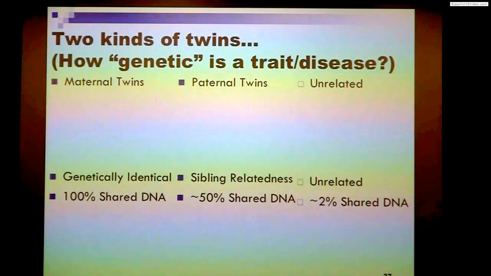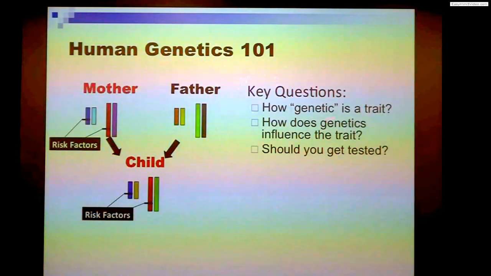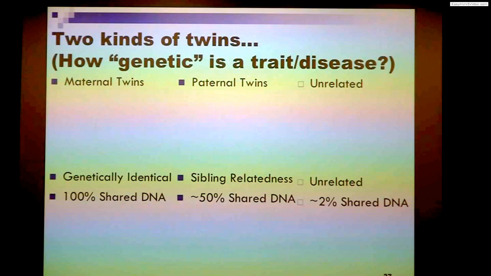If we look at this first question, people have been answering it for a long time. What people did is they looked at twins. There are really two kinds of twins. There's maternal and paternal. Maternal are called identical twins, and paternal are called non-identical twins, or paternal twins.